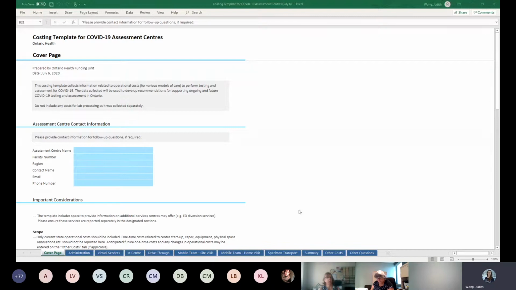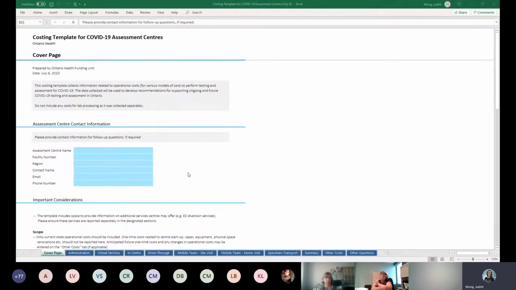So there's an incredible amount of diversity across the province in assessment centers, which means that this template probably doesn't look like it quite fits with what your assessment center does. So we do know that, and we really appreciate the time and attention that you will need to spend in order to complete this template. We're very grateful in advance for the work that you're going to be putting into this. We recognize that it will be a lot of work.